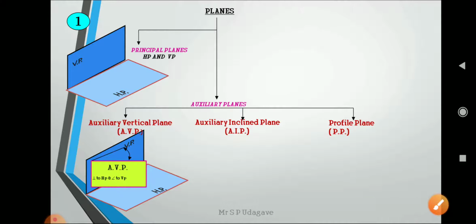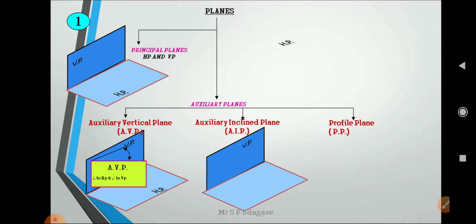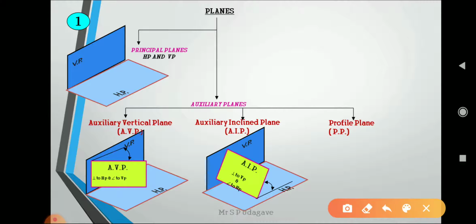Next is the auxiliary inclined plane. Now we can see the auxiliary inclined plane related to the VP and HP orientation. The plane is shown inclined with the HP. The auxiliary inclined plane is inclined with the HP and perpendicular to the VP, the vertical plane. So this plane is perpendicular to the VP and makes an angle with the HP.